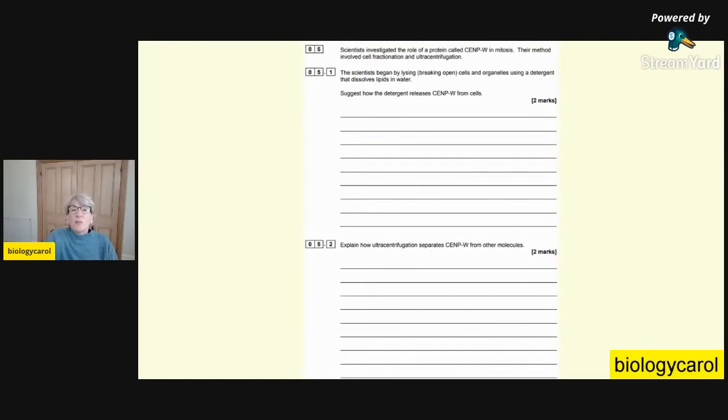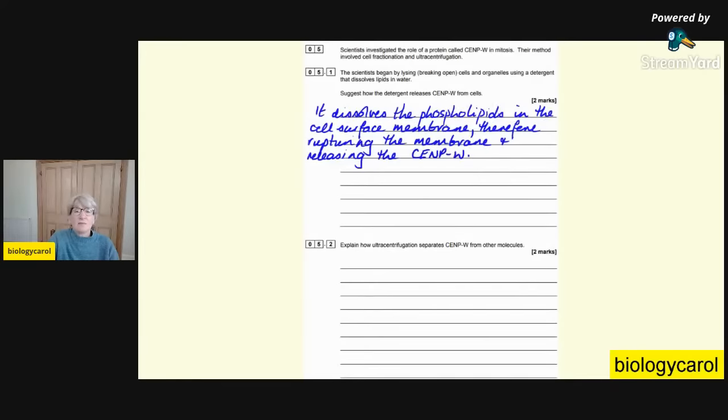Scientists investigated the role of a protein called CMPW in mitosis. The method involved cell fractionation and ultracentrifugation. They began by lysing cells and organelles using a detergent that dissolves lipids in water. Suggest how the detergent releases the CMPW from cells.